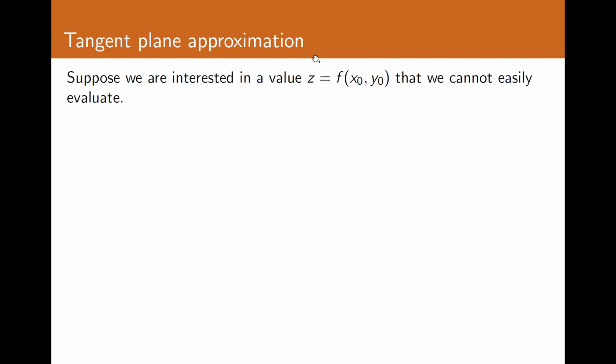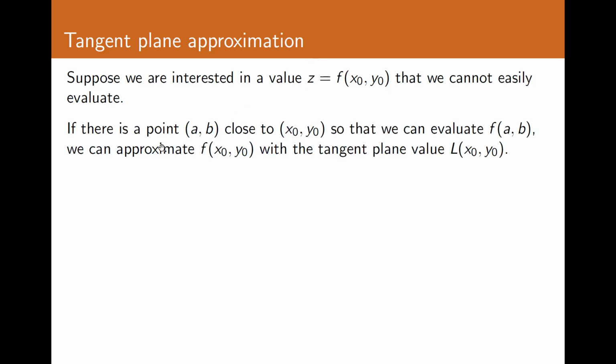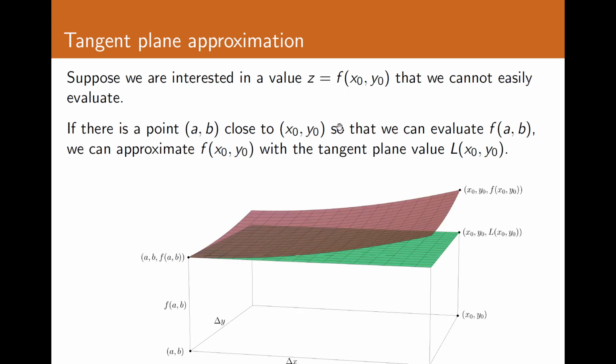So we can do the same type of thing with tangent planes. If we have a point (a, b) close to the point (x0, y0), where we're trying to evaluate f of x0, y0, and we can evaluate f at (a, b), then we can find the tangent plane at (a, b), and f of x0, y0 will be pretty close to the tangent plane value L of x0, y0. You can see this in a picture here.